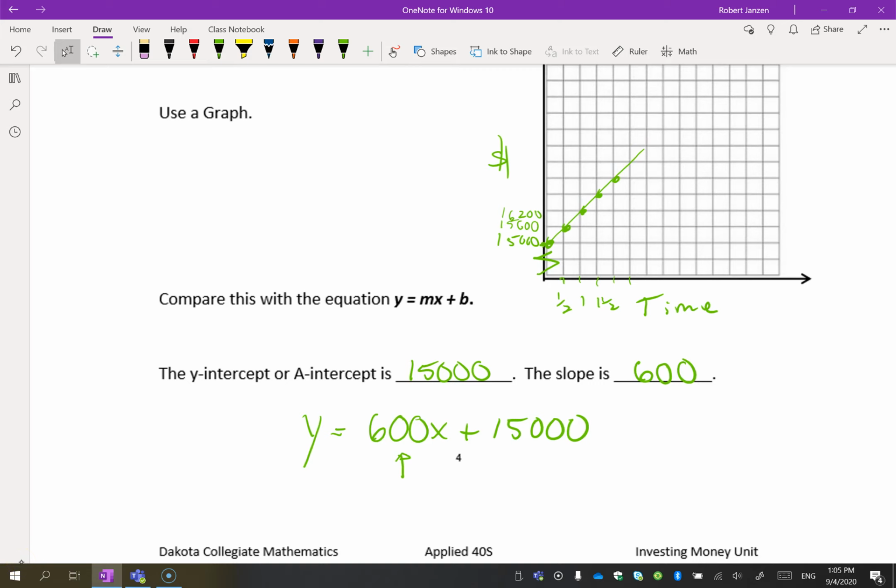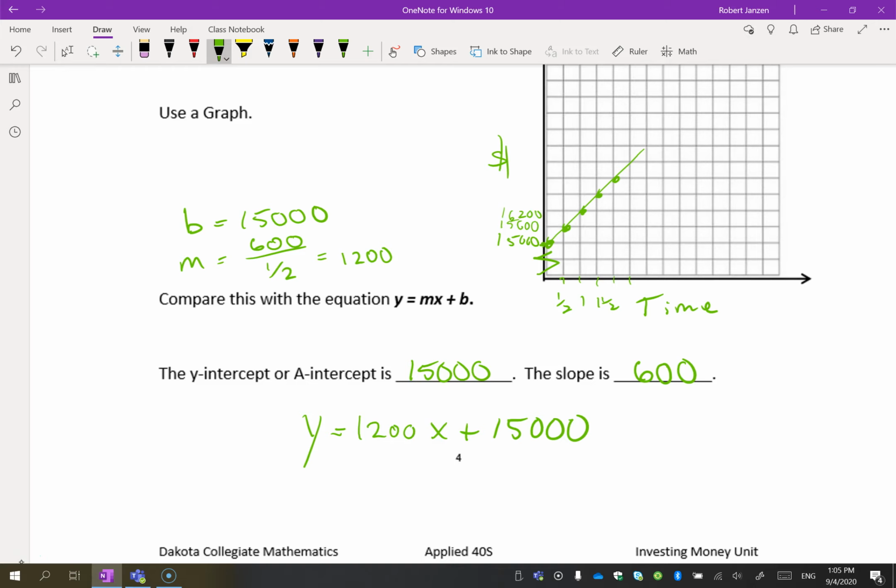Just going to back up there for a second. Let's write some of this stuff down. So my y-intercept was 15,000, and my slope is how much it's going up every period. But we were actually going up a half a year, so it was going up $600 every half year. So actually our slope isn't 600, it's actually 1,200. Okay, so I made a mistake there. I apologize for that. I've got to just change that.